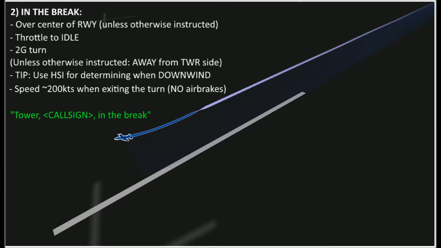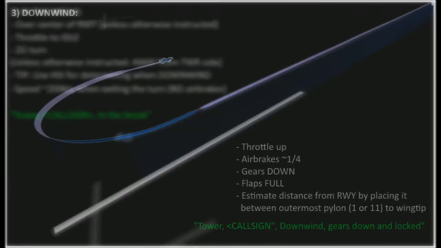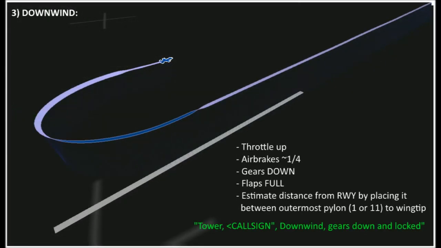For a two-ship flight, the wingman will execute his break 5 or 10 seconds after the flight lead in order to create a separation between the aircraft during the landing. Once the flight lead starts his break, the flight is essentially separated and each pilot delivers his calls on the tower frequency with his full call sign. The break turn continues until heading is to the downwind leg. When exiting the turn, the speed would be approximately 200 knots.